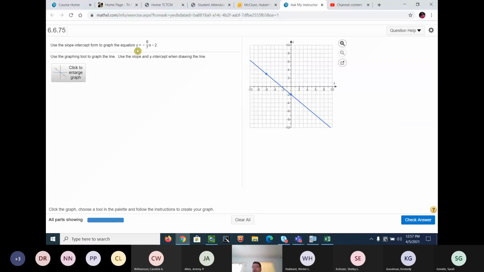So what am I going to do first? Well, first I'm going to write it down. Y is equal to -6/7 x minus 2. Get out my highlighters.